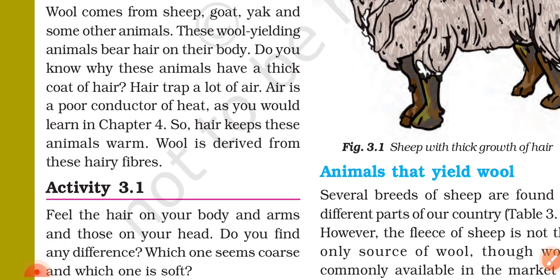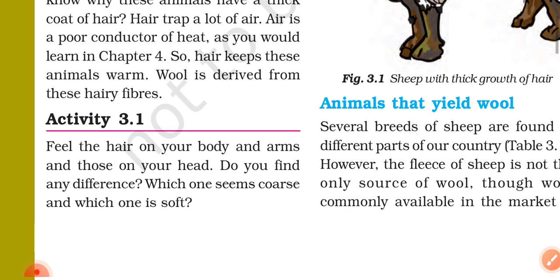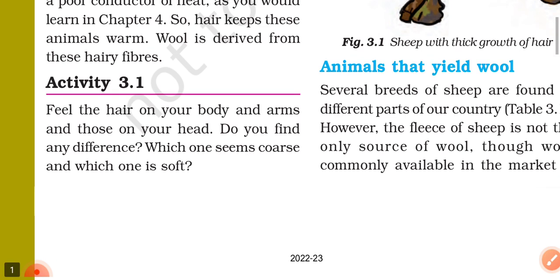Hair traps a lot of air. Air is a poor conductor of heat, as you would learn in chapter 4. So, hair keeps the animal warm. Wool is derived from this hairy fiber.